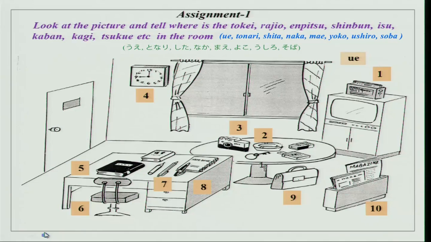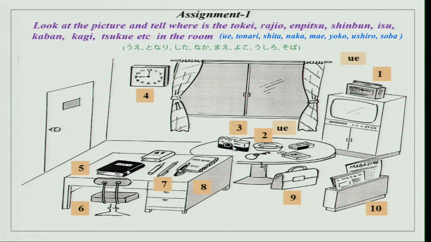You have words like ue, shita, tonari, yoko, naka, ushiro, mae, and these words you had done. So this is what we are going to practice over here. Rajio wa terebi no ue ni arimasu. The second one over here is, once again, haizara. You have done this already in one of the previous lessons. Haizara wa teburu no tsukue no ue ni arimasu.